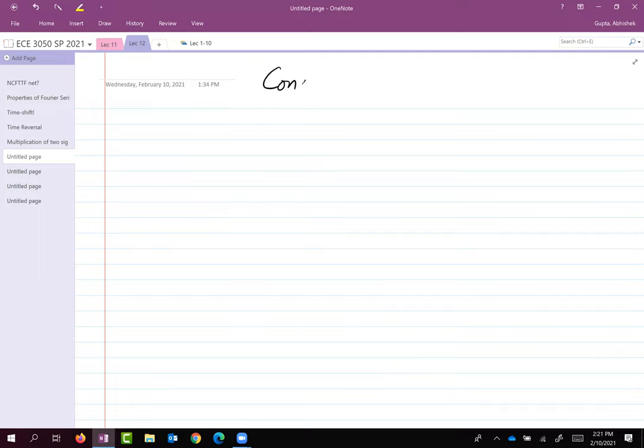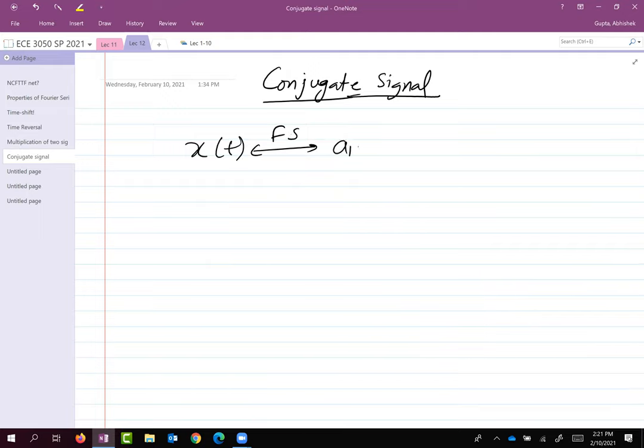The next property I want to talk about is conjugation. So if I have XT with the Fourier series coefficients AK, and I take the complex conjugate of XT, the Fourier series coefficients would be A minus K conjugate. Okay, so this is the Fourier series if you conjugate the signal. Again, the proof is fairly straightforward, so I'll leave it as an exercise.